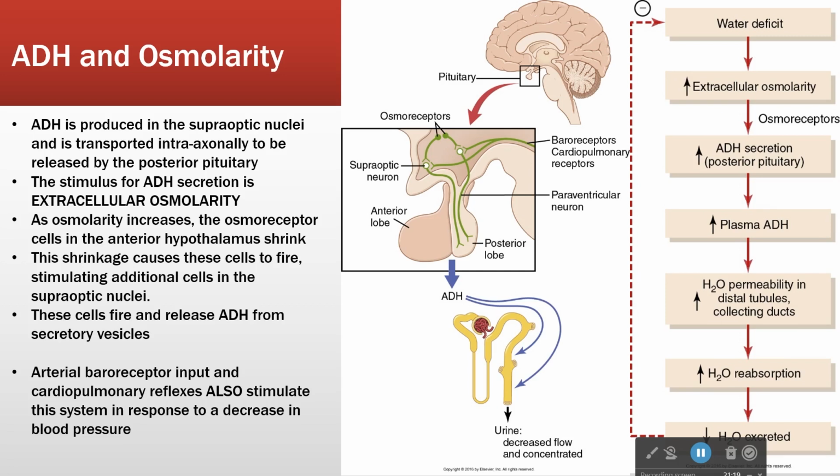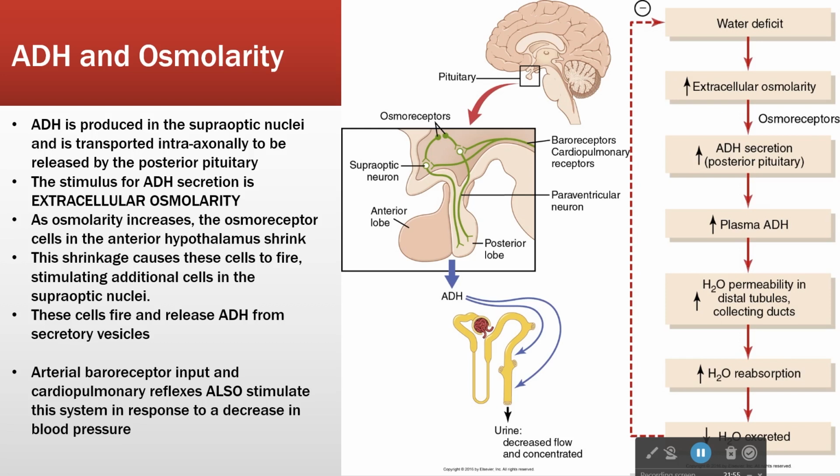Okay, so if ADH is doing this important thing, how is it released? What is the mechanism? Well, ADH is released from the posterior pituitary, and the posterior pituitary is kind of strange because it's a bunch of axons, essentially. The cell bodies of the axons that are in the posterior lobe are actually up in the bottom of the hypothalamus. But the axons come down and they're modified neurons.